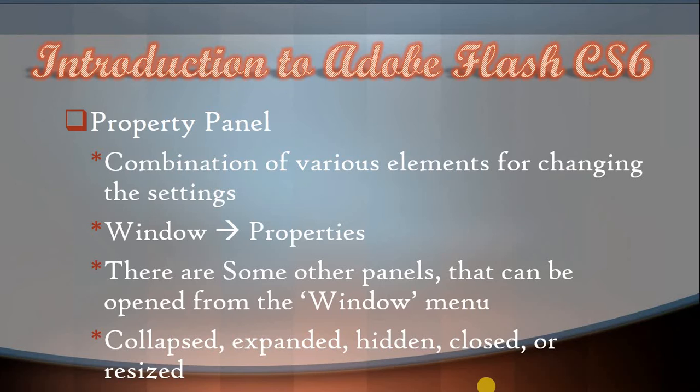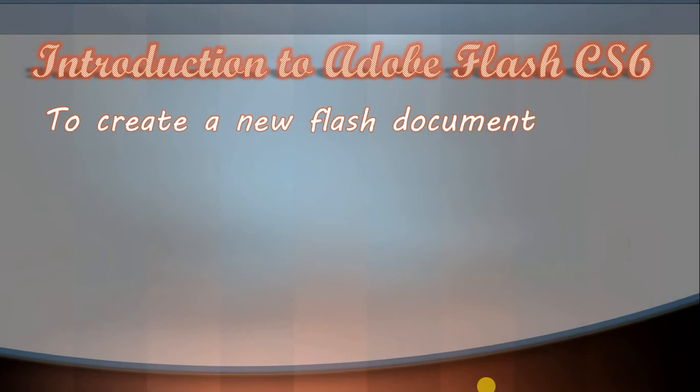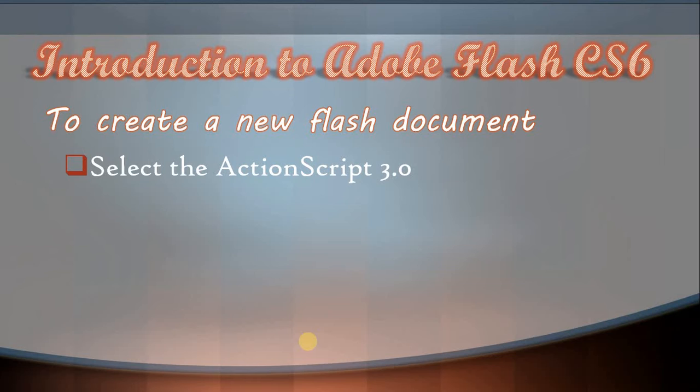There are 3 ways to create a new Flash document. The first way is by selecting ActionScript 3.0 from the Flash startup screen. The next way is by clicking on the File menu and selecting the New option. It will open a New Document dialog box. Here you need to select ActionScript 3.0 and then click on OK. It will open a new Flash document.